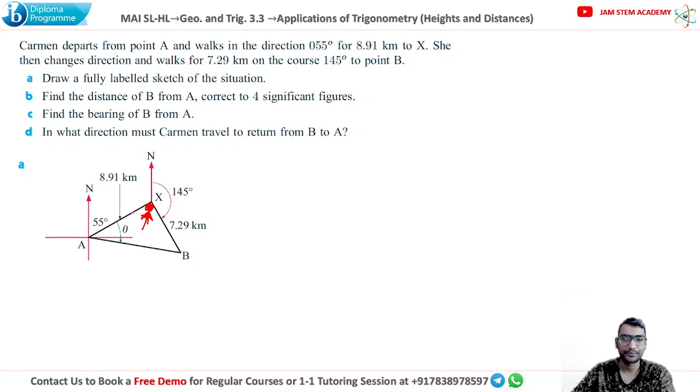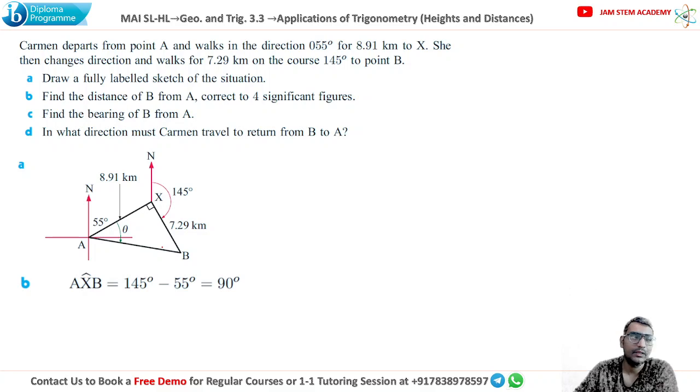After the second part, we also need to find the bearing of B from A. This angle, let's call it theta. And in the third part, if this is true north, we also have to find the bearing of A from B. So we need these three pieces of information. You can pause the video and try this question all by yourself. Now I'm going to solve this one.